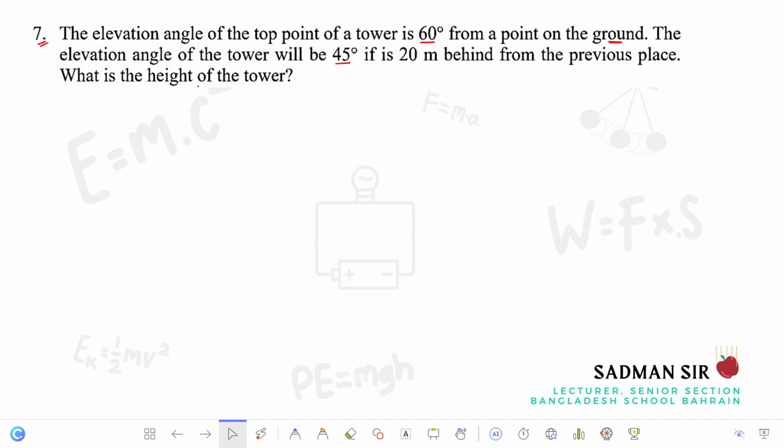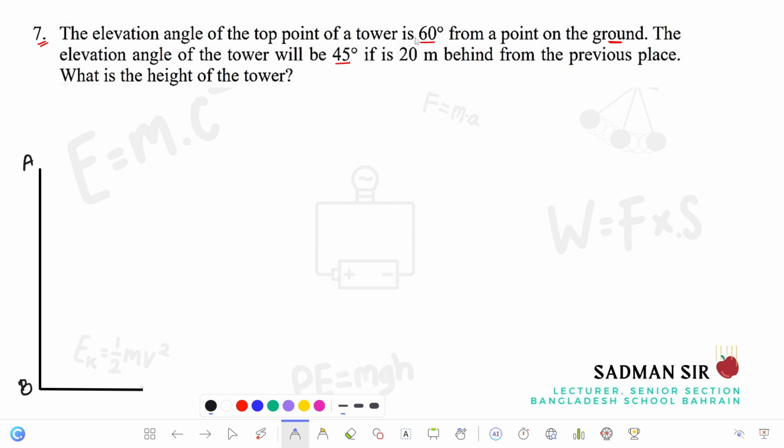According to the question, let us try to draw the diagram first. You can see that this is a straight line. Let us say this straight line represents the tower, so let us name it AB. AB is the tower. We need a point on the ground where the top of the tower forms an angle of 60 degree. Let us say that point is C, and at this point the angle formed with the top of the tower is 60 degree.